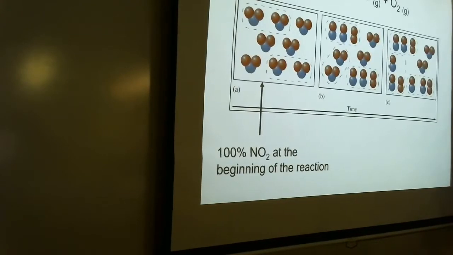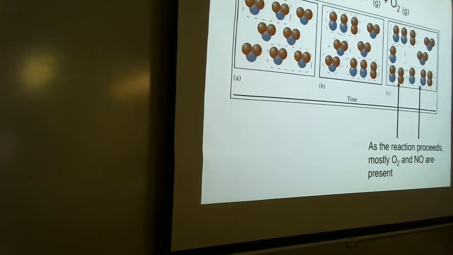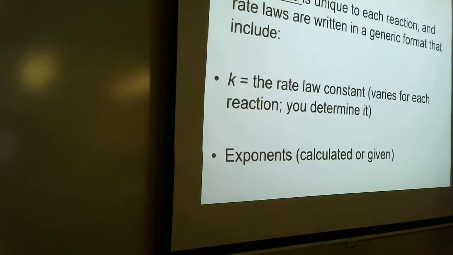Okay, so this is the same idea, just using different substances. 100% NO2. Now we're in the process of converting, and now we've got mostly products. Still got a couple of reactants there. So a rate law. This is what we're going to be writing today. We're using the method of initial rates to write a rate law. A rate law is going to be specific for every reaction. Every reaction is going to have its own rate law.